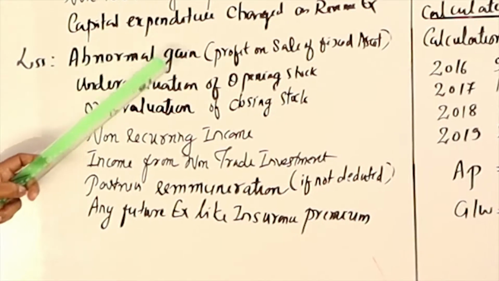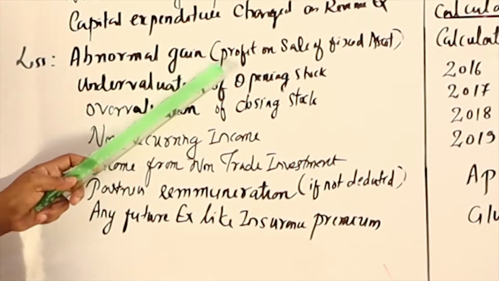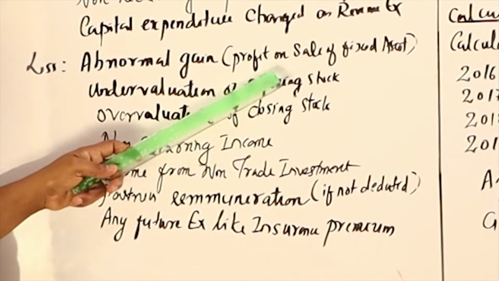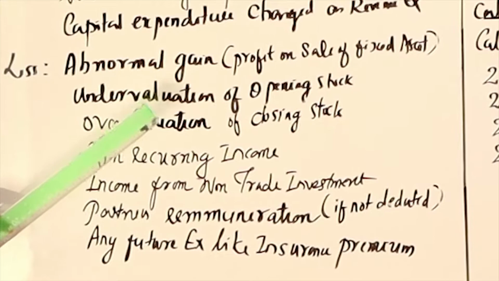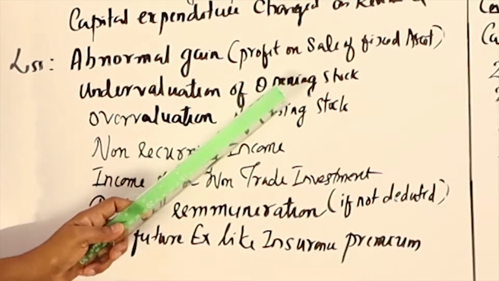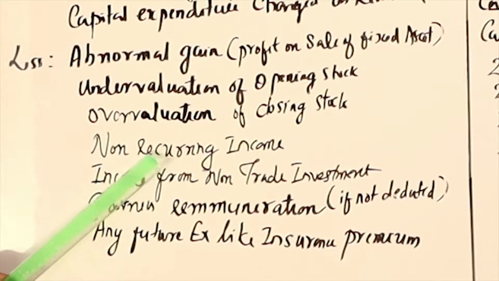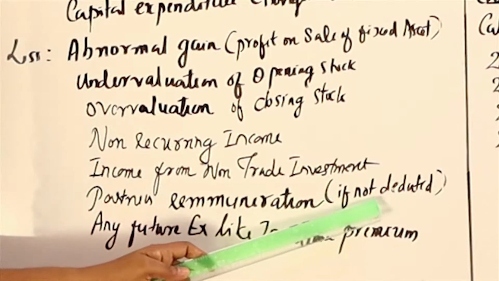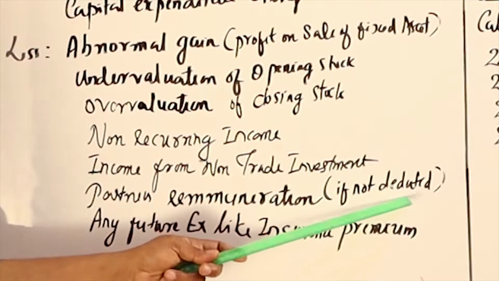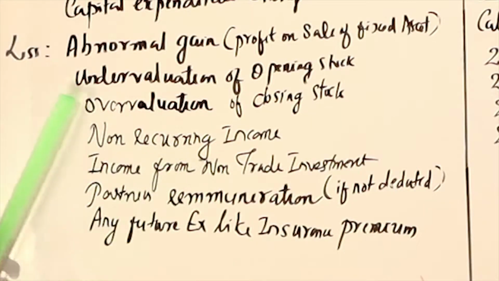Now abnormal gains, for example profit on sale of fixed asset, are already included in the profit. So we have to subtract them to make normal profit. Also undervaluation of opening stock, overvaluation of closing stock, non-recurring income, income from non-trade investment, and partners' remuneration if it's not deducted. If deducted, no need to consider. If it's not deducted, we have to deduct it because we are considering it as an expense. Then any further recurring expense, like insurance premium, we have to subtract.